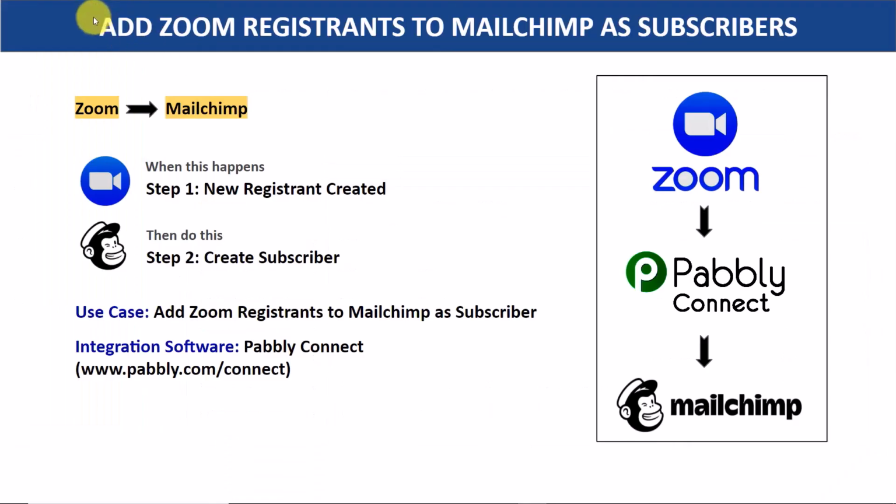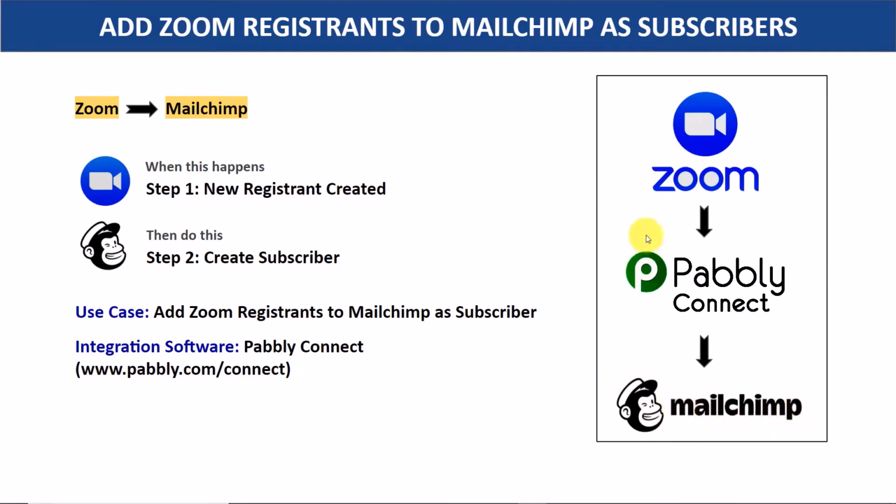Hello everyone. So in this video we will learn how to add Zoom registrants to Mailchimp as subscribers. Imagine this, a guy called John has registered to your Zoom event. So you have John's name, email address and all those details. Now the idea is that you want to add John as a contact in Mailchimp, maybe to send him a confirmation email or follow-up messages in the future.